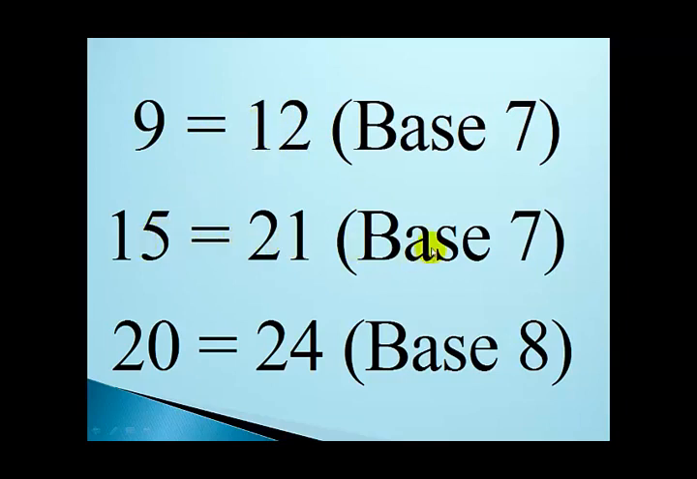Why is it 2, 1 base 7? How many groups of 7 do we have in 15? It is 2. The number of groups is 2, and the remainder is 1. So we have remainder 1, the number of groups is 2. Now 20 equals 2, 4 in base 8. How many groups of 8 do we get in 20? It is 2. So we have 2 groups, and the remainder is 4.